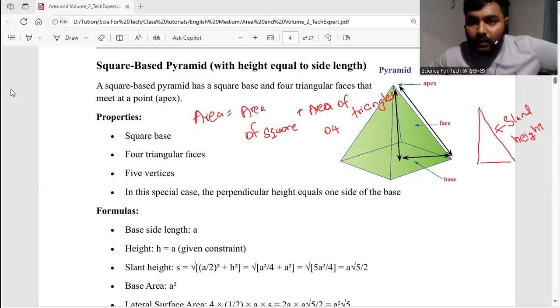And tell me whether you can understand this concept or not. Tell me if you cannot understand. No need to be shy, okay? Tell me if you cannot understand.